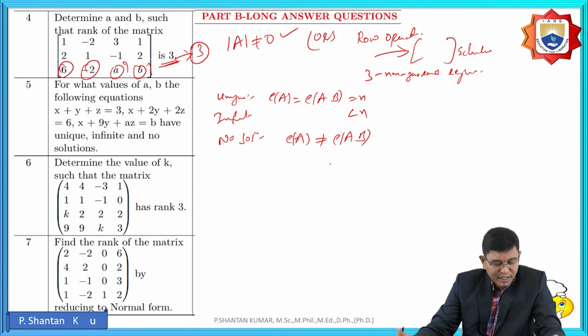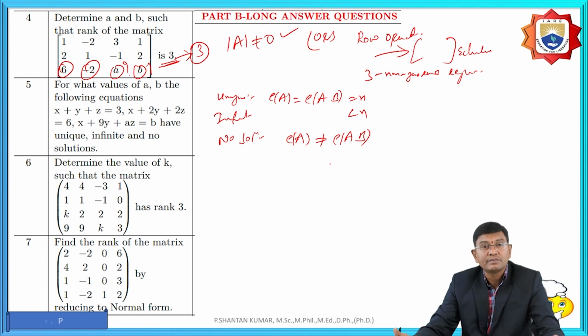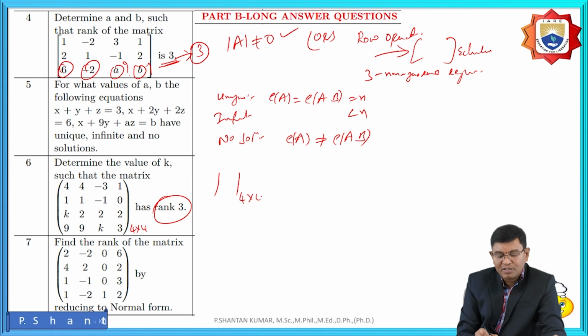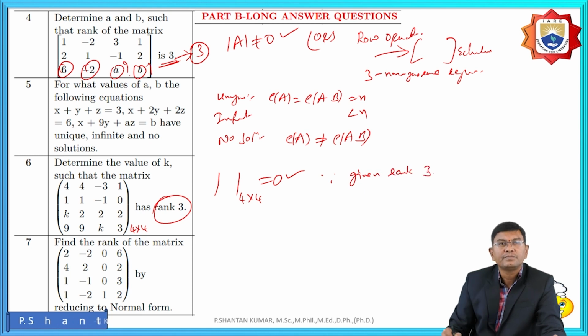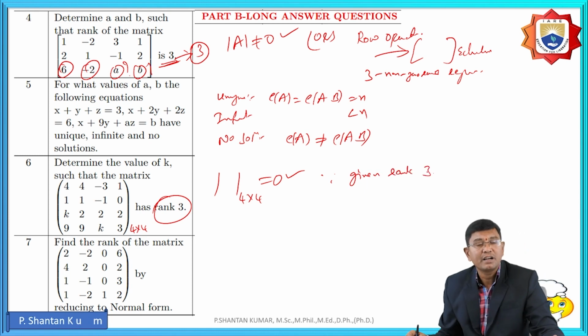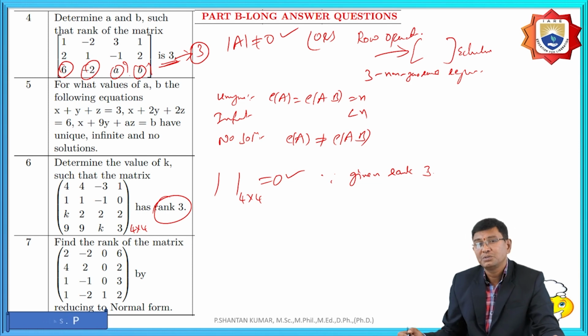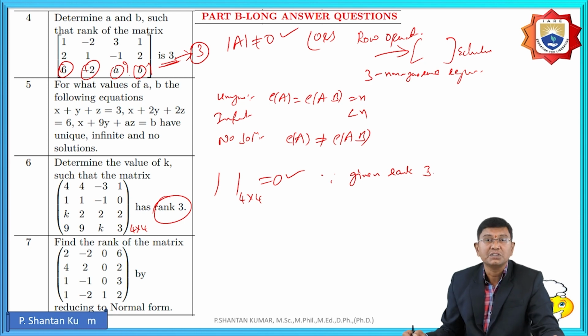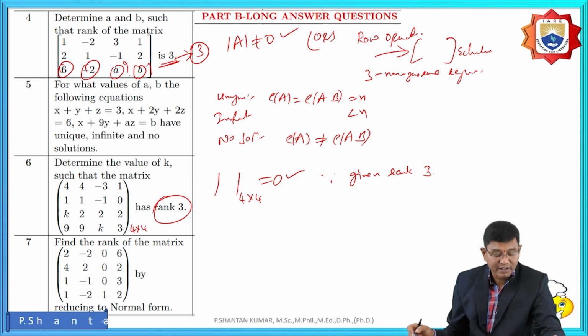And determine the value of k such that the rank of the matrix is 3. Here also the order of the matrix is 4 by 4, but the given rank is 3. That means the determinant of the 4 by 4 matrix is equal to 0, since the given rank is 3. The rank is 3 means that by using row operations we need to reduce it so that the determinant is 0, given the rank is 3. That means 3 non-zero rows are also satisfied. Or in echelon form, we need to find the solution.